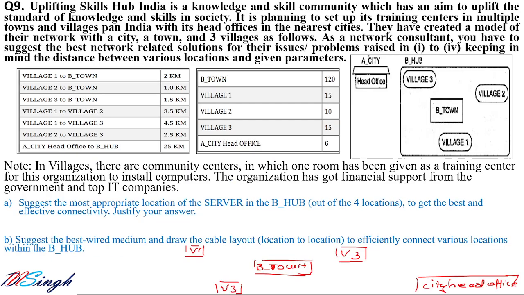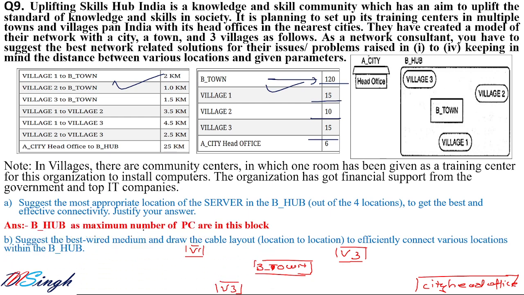Okay, fine. Next question is, again they have given some distances and units where you have the number of computers in each unit, and they are asking where to place the server in B hub town. So there you have B town block, which is highest number of computers. It has like 120. So we are going to have B town as the answer, B hub as the answer, where we are going to host our server. Region again same, highest number of PC. Now from B town we try to connect all other units.